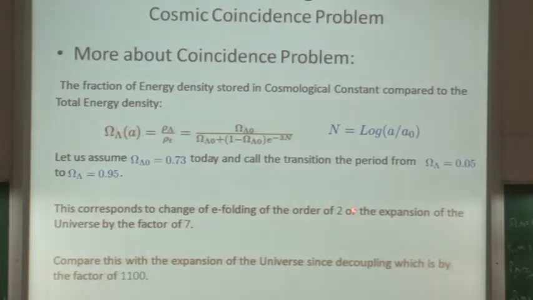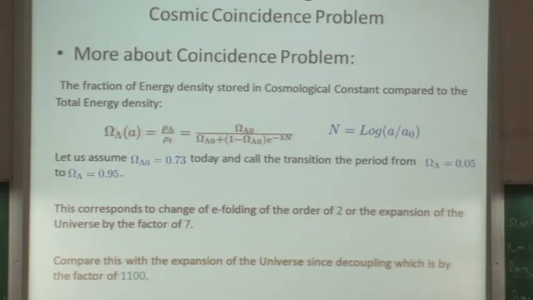It is only an e-folding of the order of 2 from the present epoch. Right? If you compare that to how the universe has expanded since the CMB decoupling, it is roughly of the order of 1100. Right? So in this whole history of the universe, omega lambda changes from nothing to almost everything only sharply around the present time. So why? You can call it the cosmic coincidence problem.